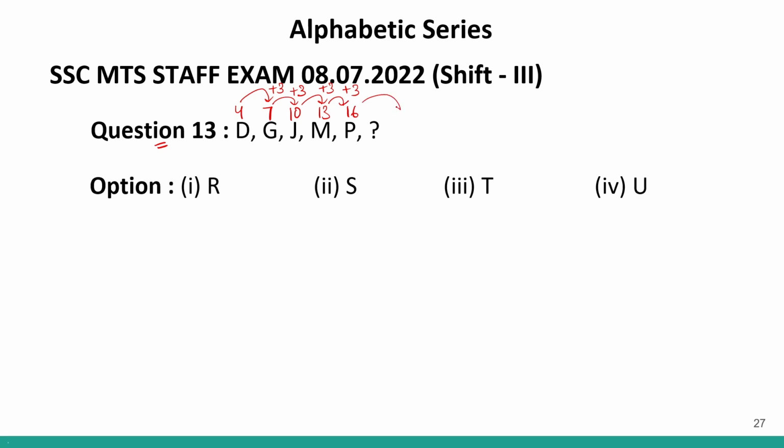So we are moving 3 positions forward. So from 16, 3 positions forward will give me 19. And at 19th we have S. So my answer will be option number 2, S. Clear? Easy question this was, okay?